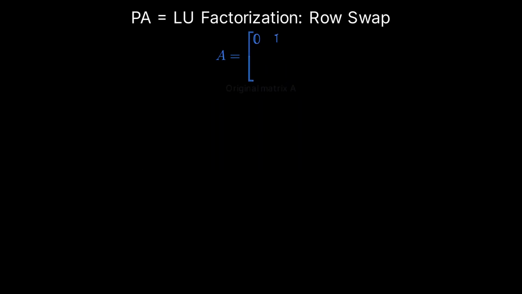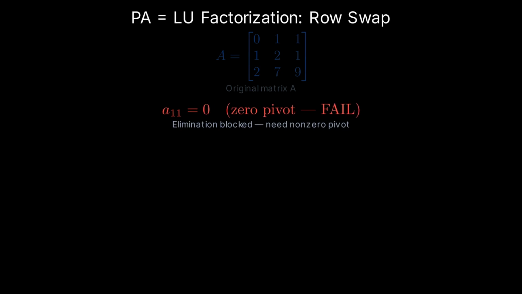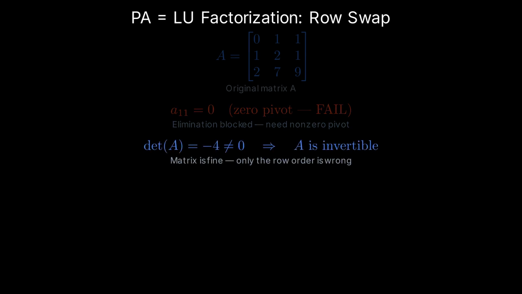Let's return to our matrix A, 0, 1, 1 in the first row, 1, 2, 1 in the second row, 2, 7, 9 in the third row. Look at the 1, 1 entry. It's 0. That means elimination cannot proceed because we need a non-zero pivot in that position. But here's the key insight. This matrix is perfectly invertible. Its determinant is negative 4, which is not 0. The problem isn't with the matrix itself, it's just the row order that's wrong.